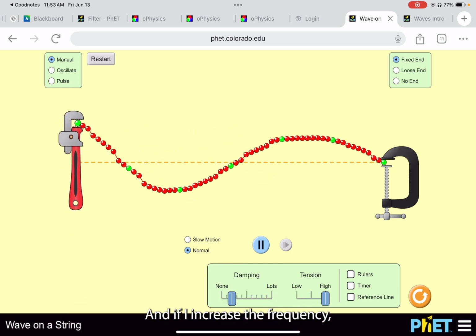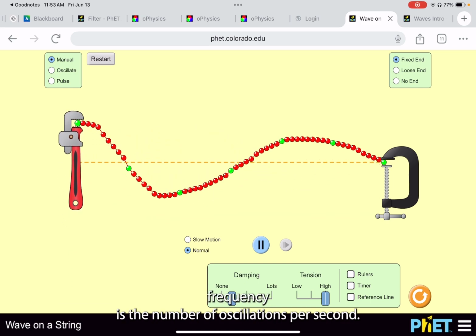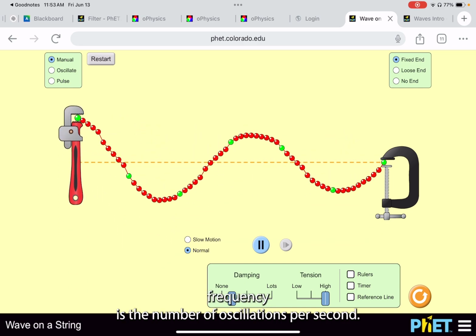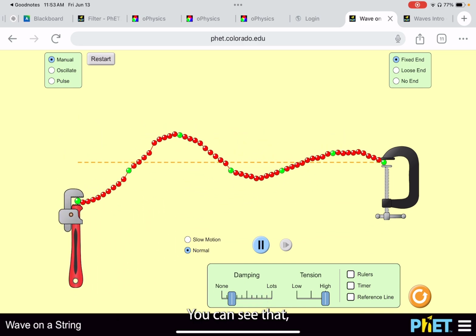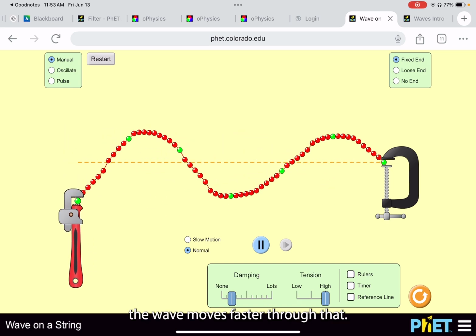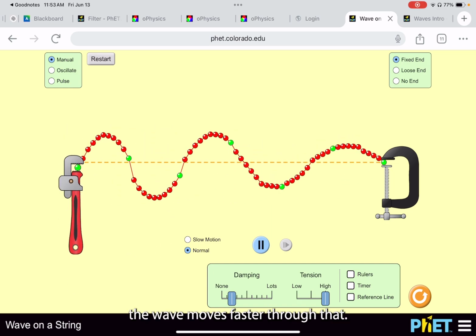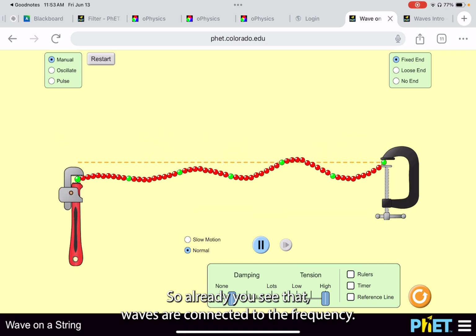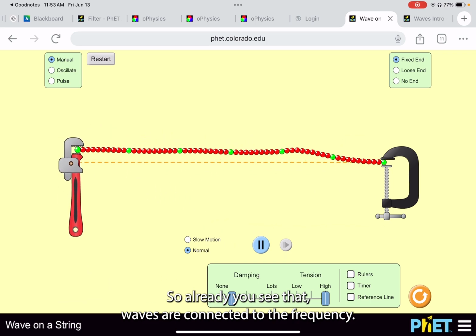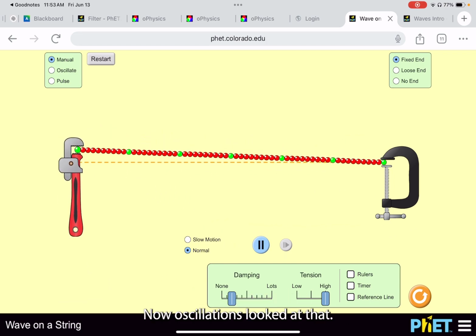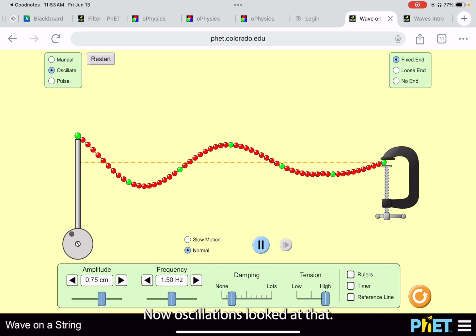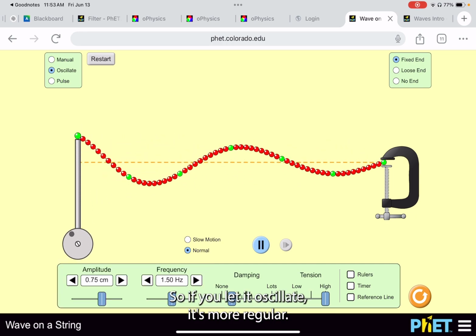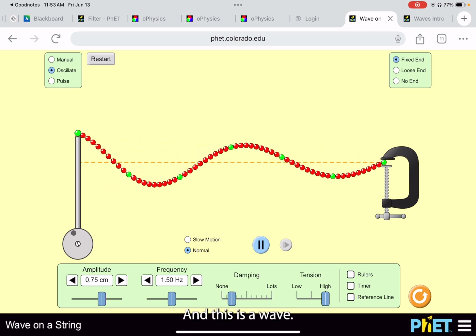If I increase the frequency, which is the number of oscillations per second, you can see that the wave moves faster through that. So already you see that waves are connected to the frequency. Now, if you let it oscillate, it's more regular. And this is a wave.